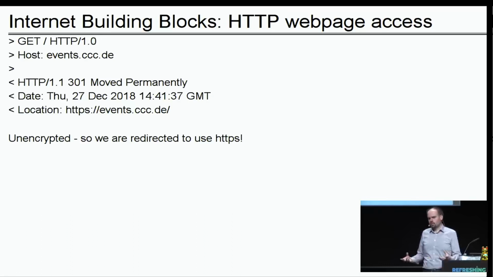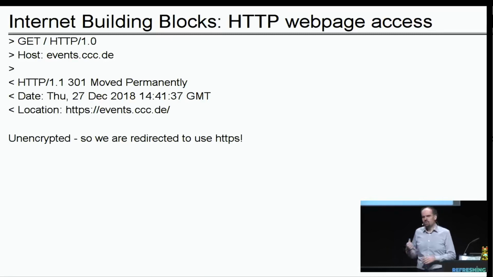And then the response comes back, the arrows going in the other direction, where the web server says, actually, what you're asking for is not available here where you're asking for it. You have to go somewhere else. It's a redirect. That's the 301, the HTTP code for redirect. And the contents that you're asking for, this page, have been moved permanently. The new location is https://events.ccc.de.